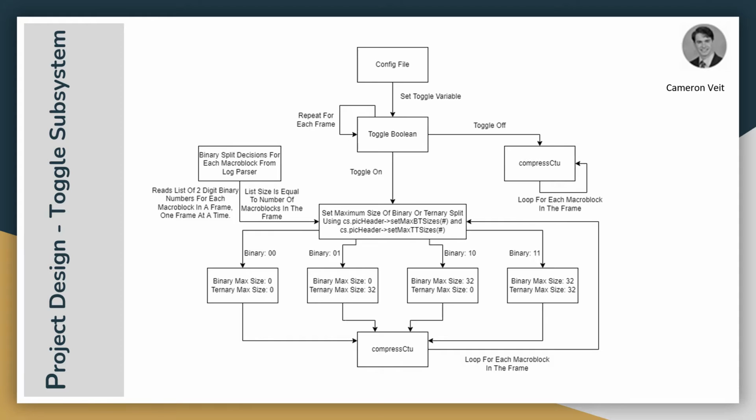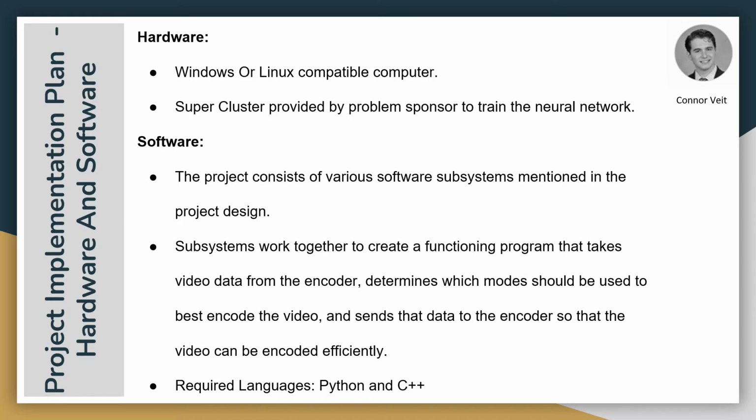It should also be noted that the config file shown in this diagram refers to the typedef.h file, in which the definitions are set. The deep video encoder was previously planned to be compatible with both Linux and Windows computers, and a supercluster was provided by the problem sponsor to train the neural network.